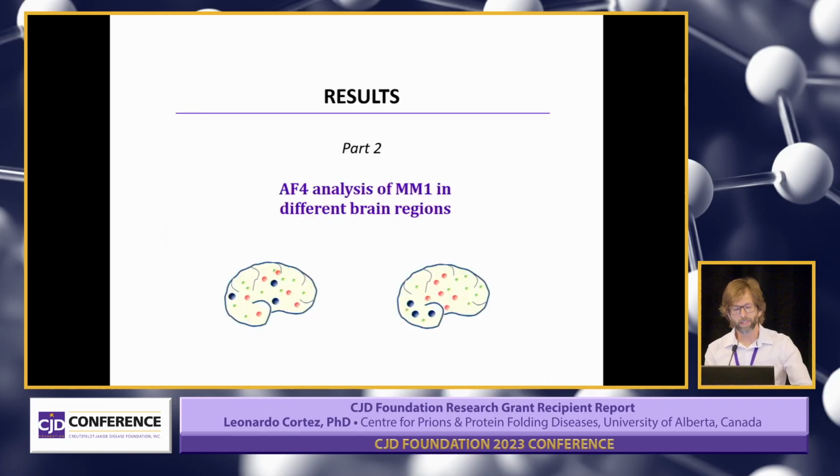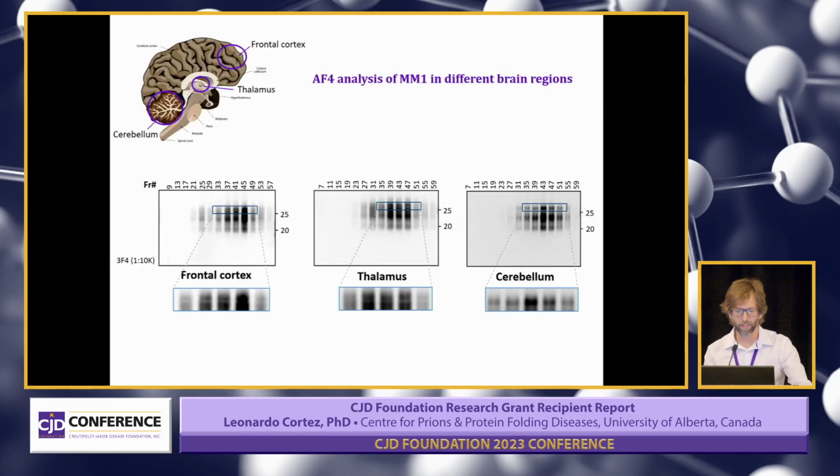So seeing those results, we decided to see what happened if we compare, in the same subtype of prion, in this case MM1, different regions of the brain. That is important because if different regions of the brain are affected differently, we will also have different clinical presentation of sporadic CJD. So we analyzed frontal cortex, thalamus, and cerebellum of MM1 samples.